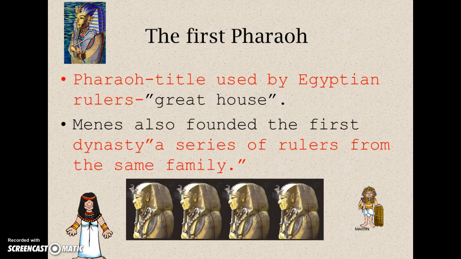The title Menes took was called Pharaoh, and this translates out into Great House, but it's the title used by all Egyptian rulers up until the last one, who was Cleopatra. Menes was also the one that began the first dynasty in Egypt, and a dynasty is a series of rulers from the same family. So what that meant is that the family kept the power. When the pharaoh would die, his oldest son or oldest male relative would take over.